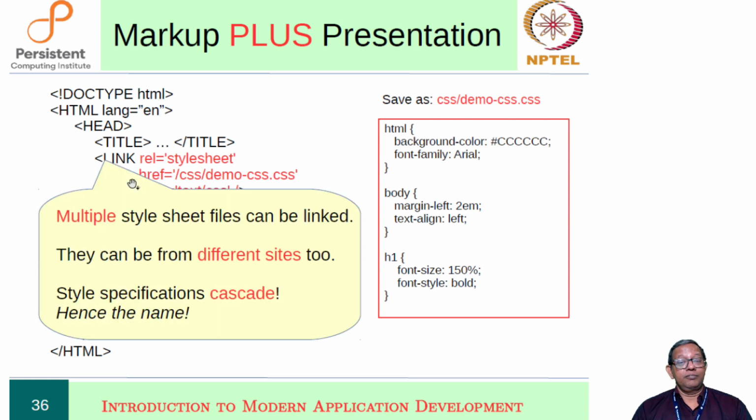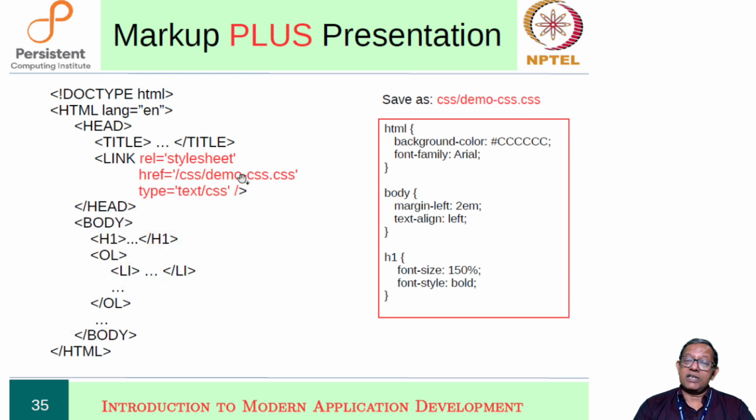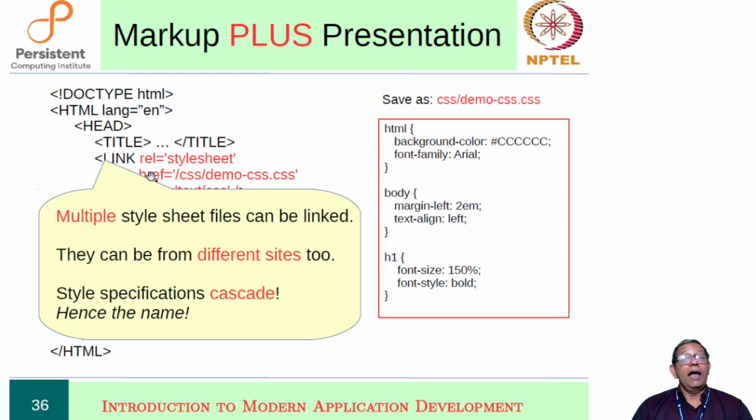This is interesting because you can now have multiple style sheets linked into the same page. The styles can be from different sites too, because the specification of the style sheet simply uses an href attribute, and the style specifications will cascade. Recall what we said. Whenever the body is rendered, the attributes of the higher level tag cascade information into that particular tag too.